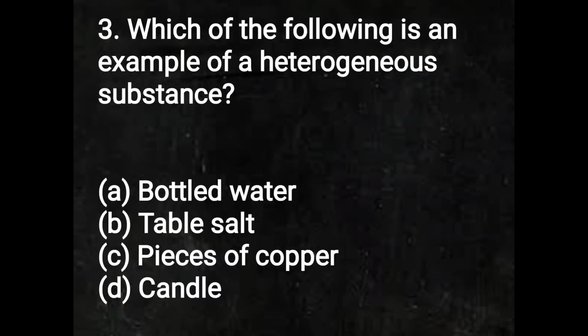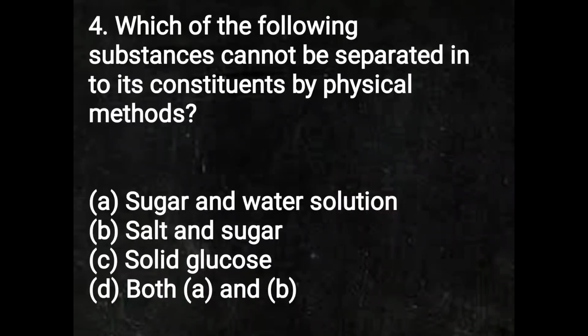Which of the following is an example of a heterogeneous substance? Here candle is the right option. Which of the following substances can be separated into its constituents by physical methods? Solid glucose is the right option.